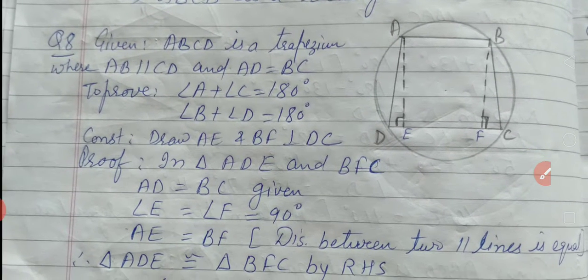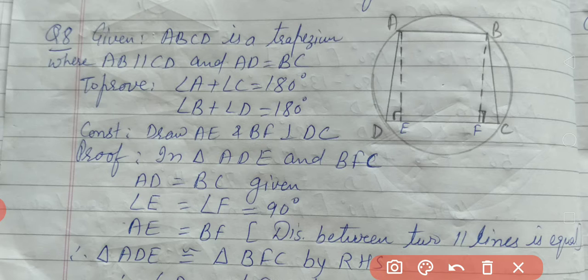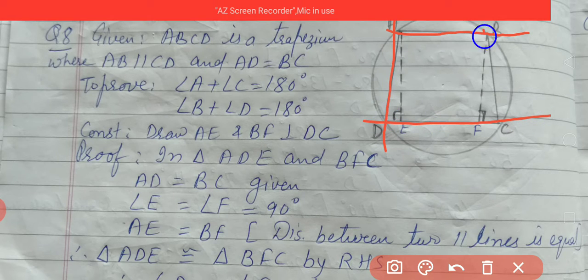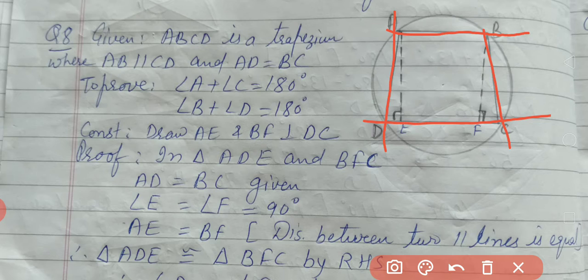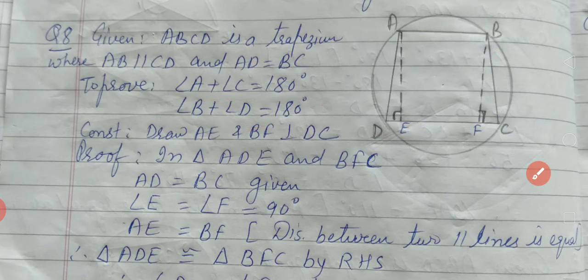Now come to question number 8, where we are given this figure. You can see a circle, and we are given that ABCD is a trapezium where AB and CD are parallel, and also AD equals BC. Here we have to prove that angle A plus C equals 180 degrees, and B plus D is also equal to 180 degrees. By construction, we can draw the height of this trapezium, or the perpendicular. AE is perpendicular to DC, and BF is also perpendicular to DC.